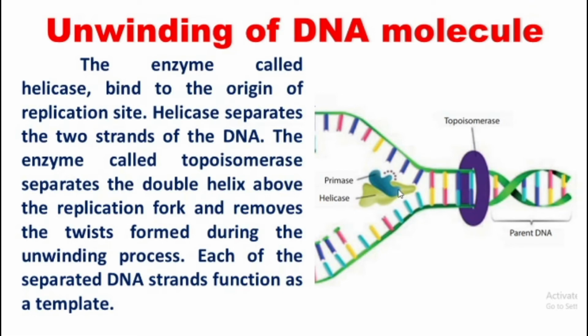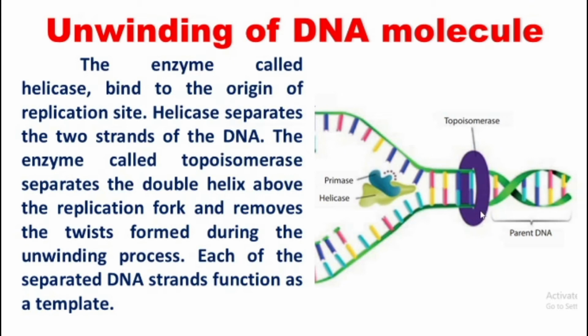The enzyme called topoisomerase separates the double helix above the replication fork and removes the twists formed during the unwinding process. So look at this picture. This blue color ring-like structure, this is topoisomerase. This topoisomerase has been added near the replication fork and it will be involved in the unwinding process. Already we have studied the DNA is the double helix structure which will be coiled in nature. So the unwinding process is carried out by the topoisomerase. It removes the twists formed during the unwinding process.